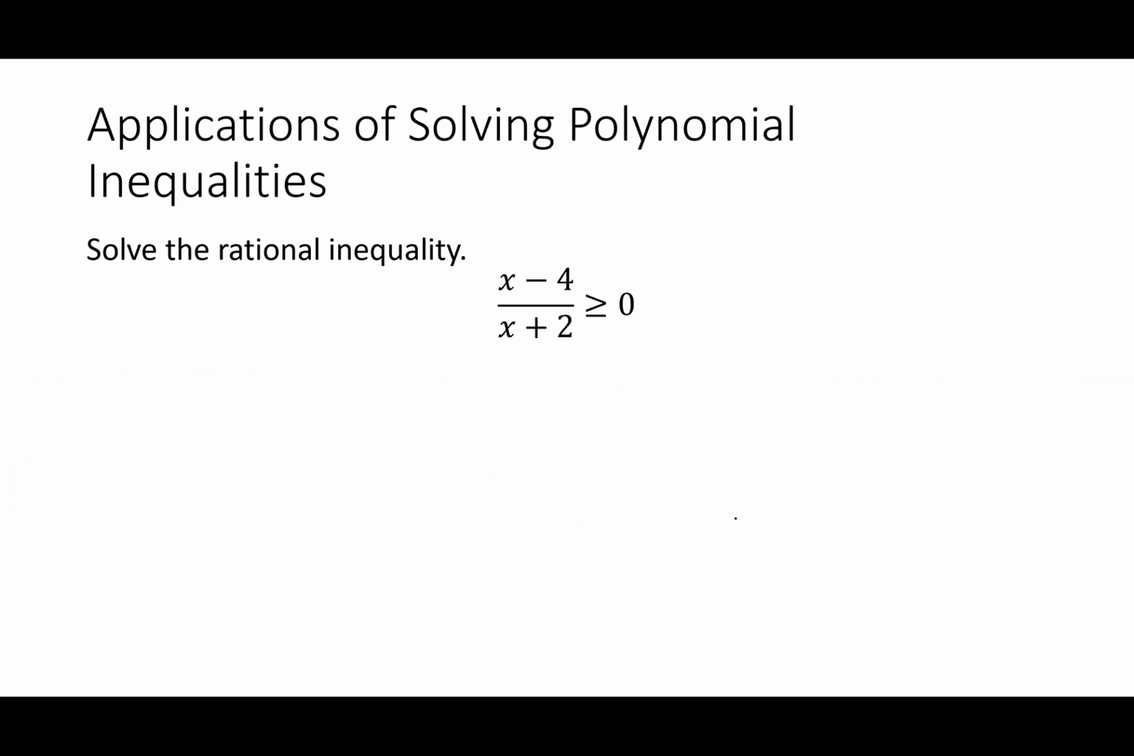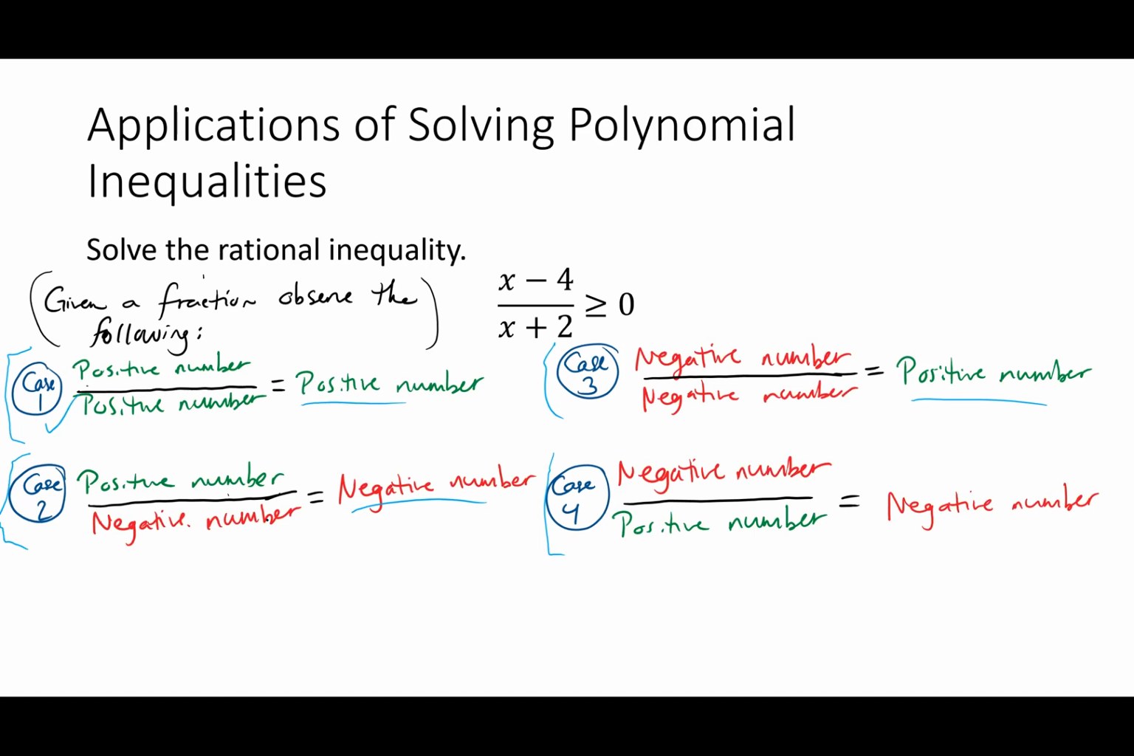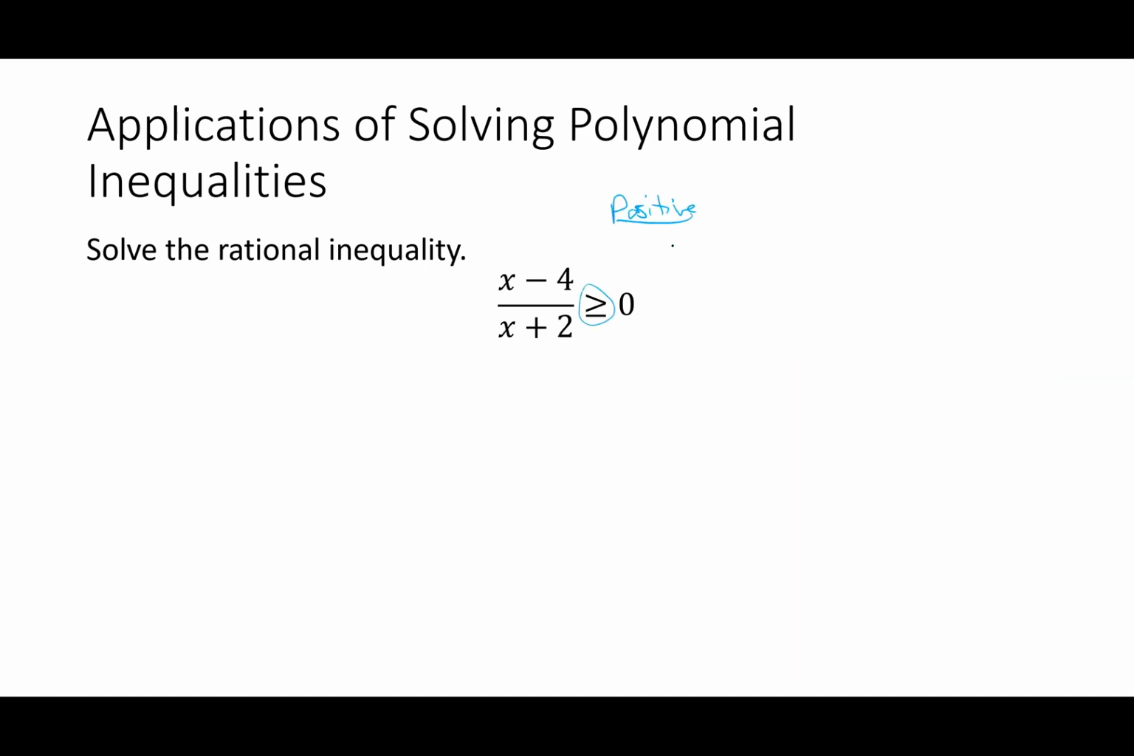So let's suppose I asked you to solve this rational inequality. Well, what I'm really asking you to do here is use 2 sign charts in tandem with one another. I want to know when it's greater than or equal to 0. So what that means is that this is going to end up being positive. So since this is going to be positive, what I really want is case 1 and case 3. Okay, just for my own edification, I'm going to put down the intervals where that happens.